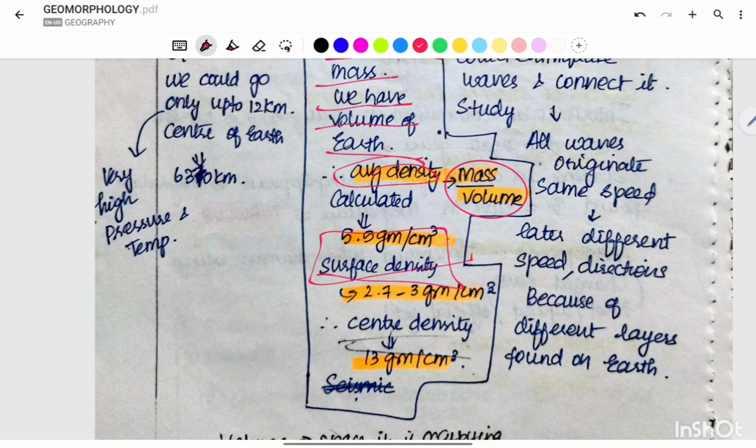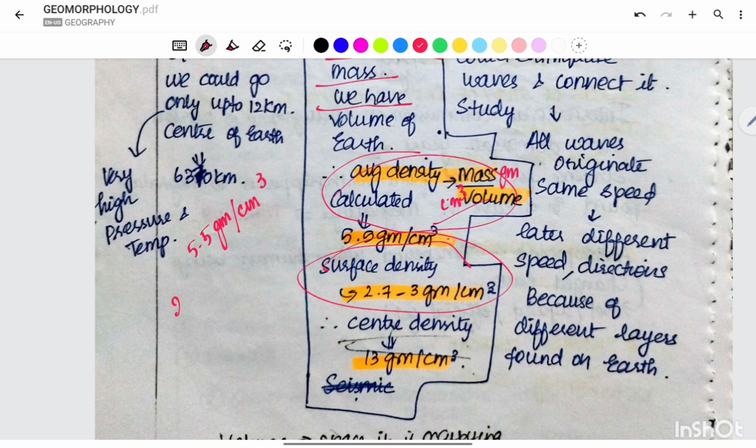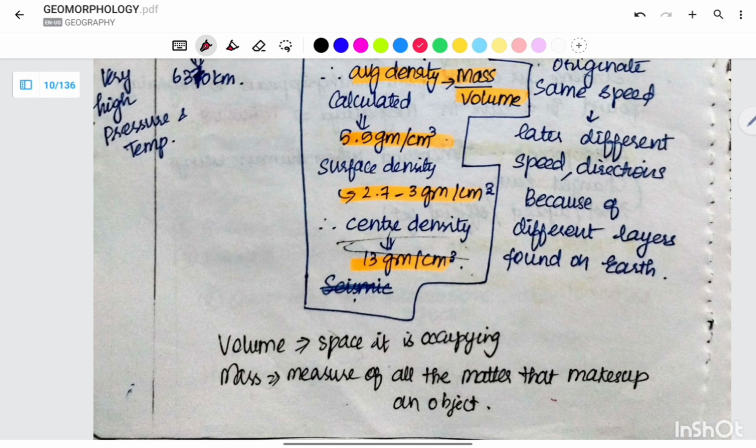The average density is 5.5 gram per centimeter cube. Mass is in gram and volume is in centimeter cube. The surface density is 2.723 gram per centimeter cube. So we have average density versus surface density, and then the center density. The center has a density of 13 gram per centimeter cube.